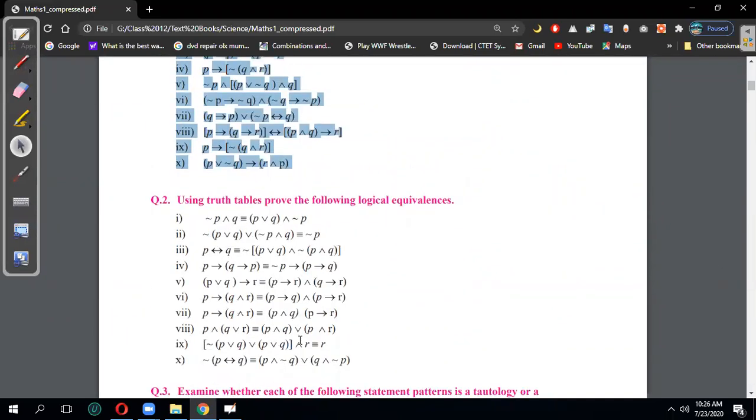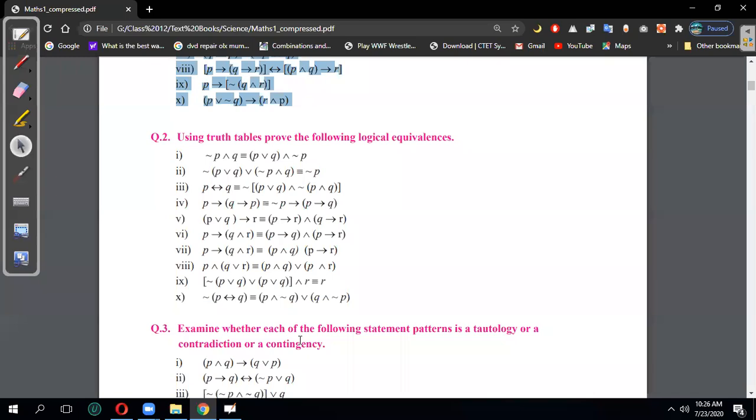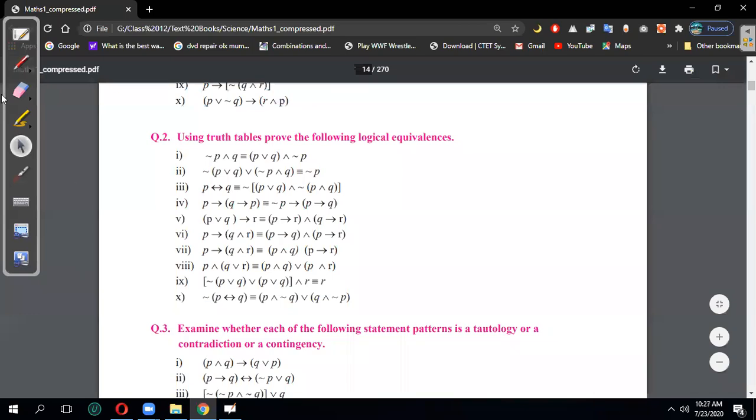Okay, now jump to the second question. Using the truth table, prove the following logical equivalence. Can anybody guess how we are going to solve this kind of question? First of all, let me solve the first question only. Then you might understand.